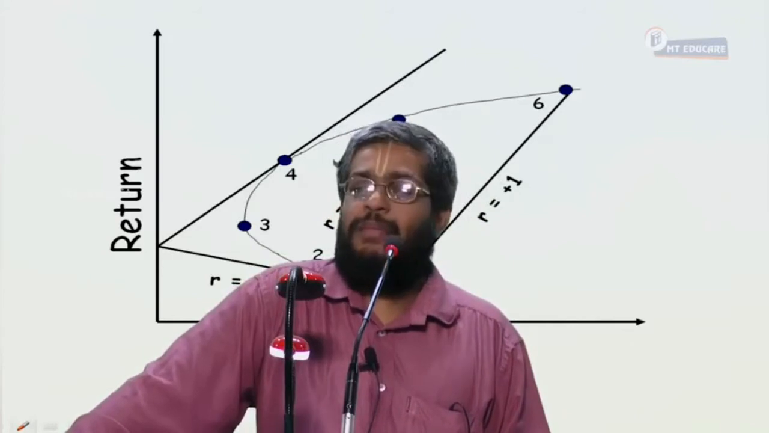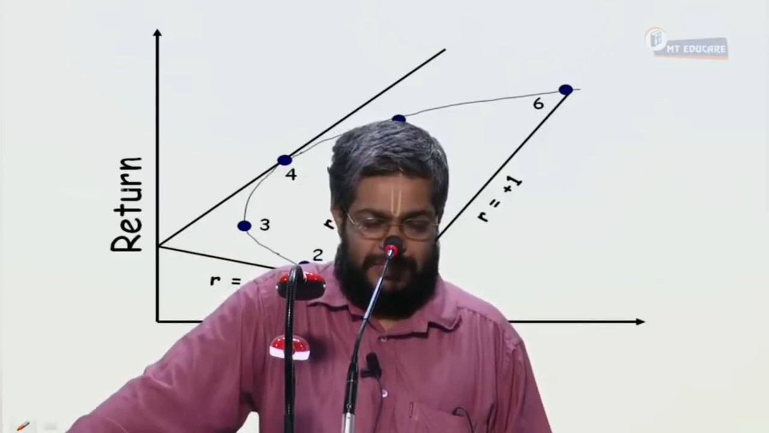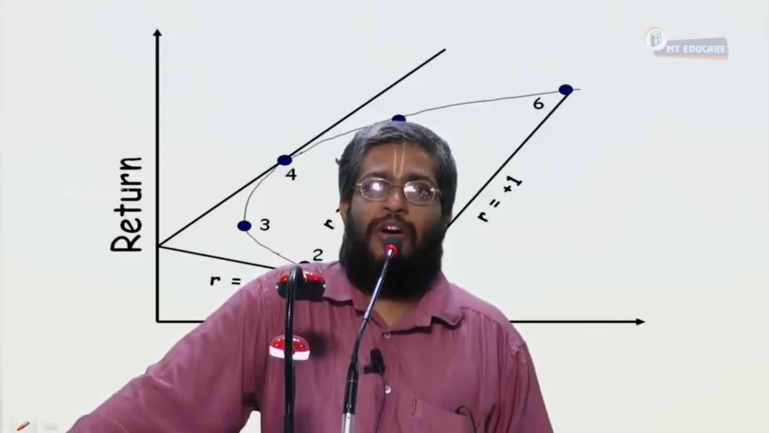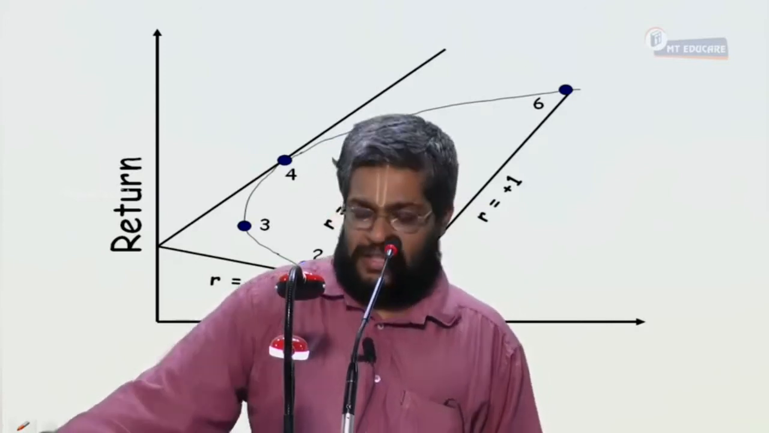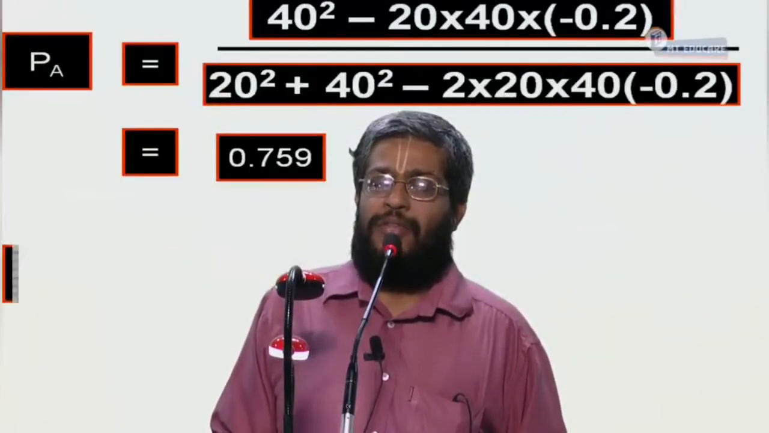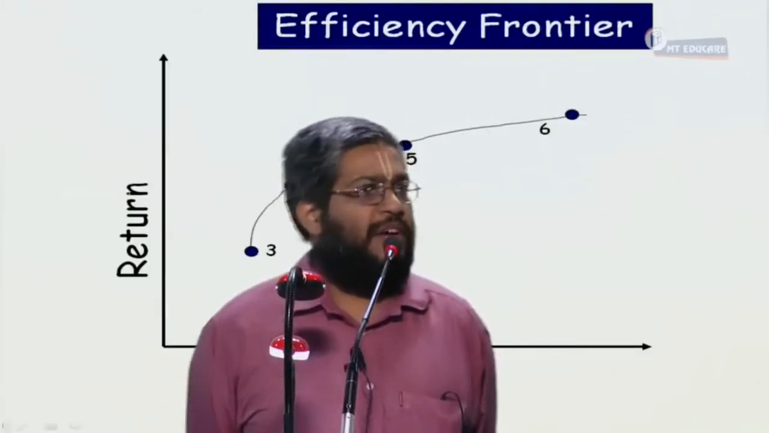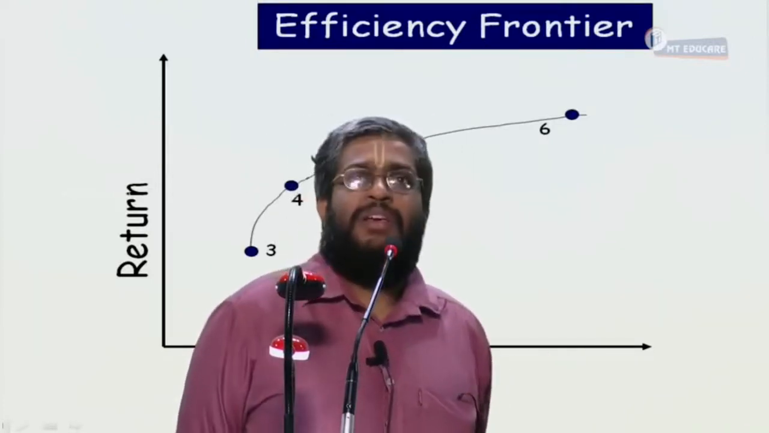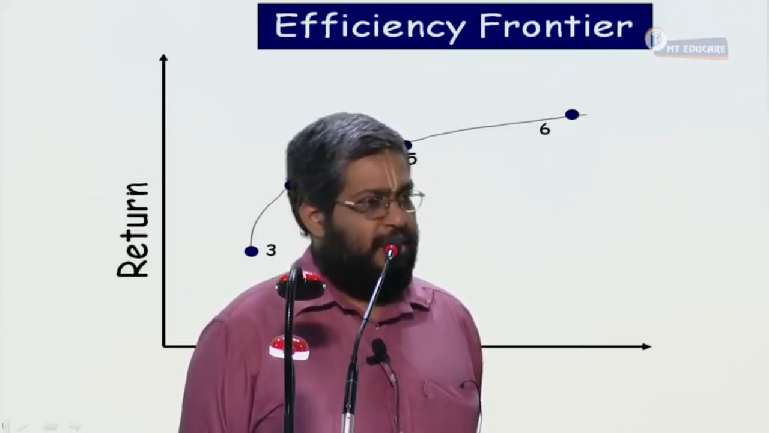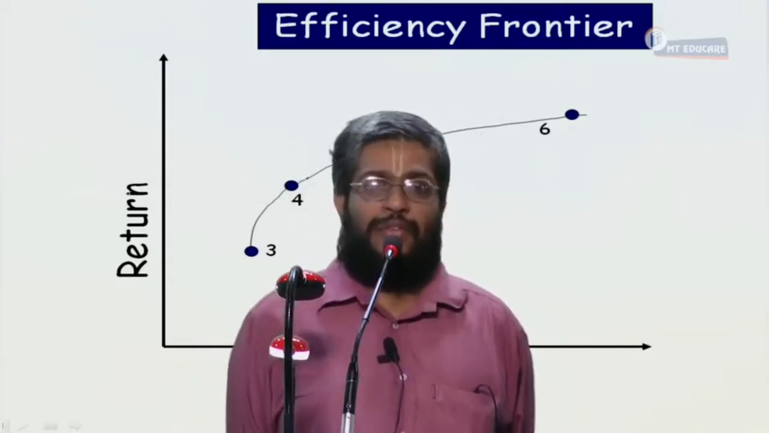Point number 3 or 4 or 5? Point 5. The curve consisting of all securities which are efficient is called what? Efficiency frontier.